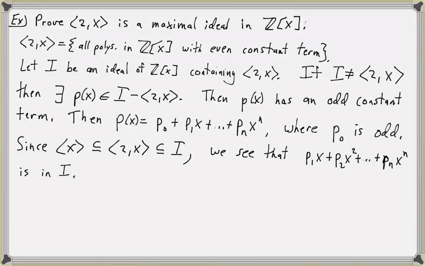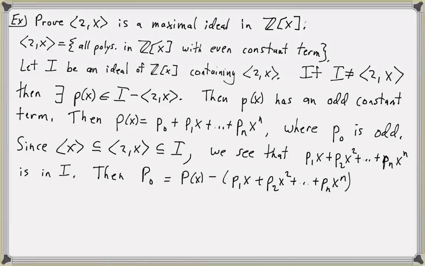But then the difference of any two elements of I is also in I. Then I can write p0 as the difference of two elements of I. This is p of x minus the polynomial p1x plus p2x squared all the way up to plus pn x to the n. So we see that p0 is an element of I.